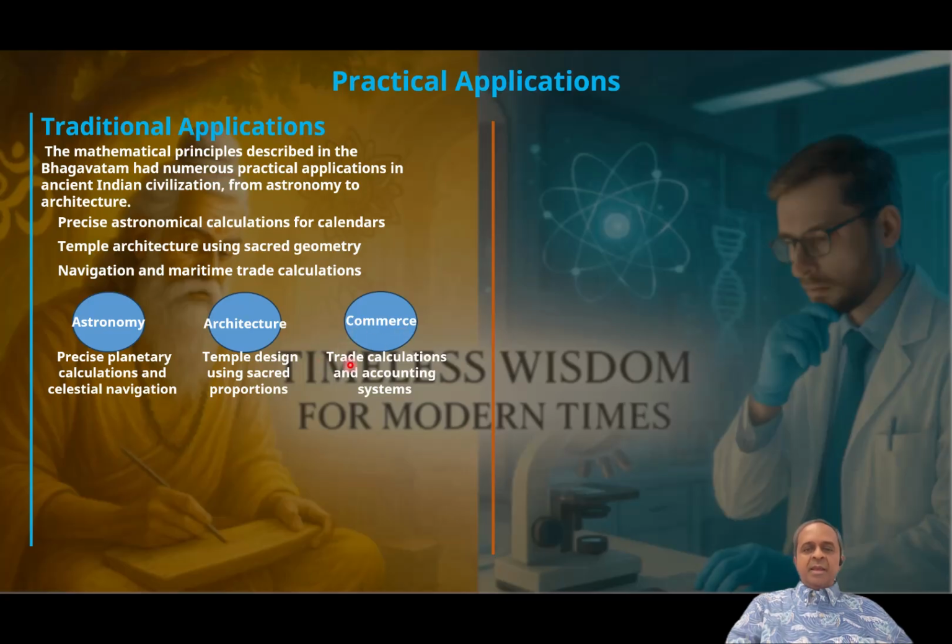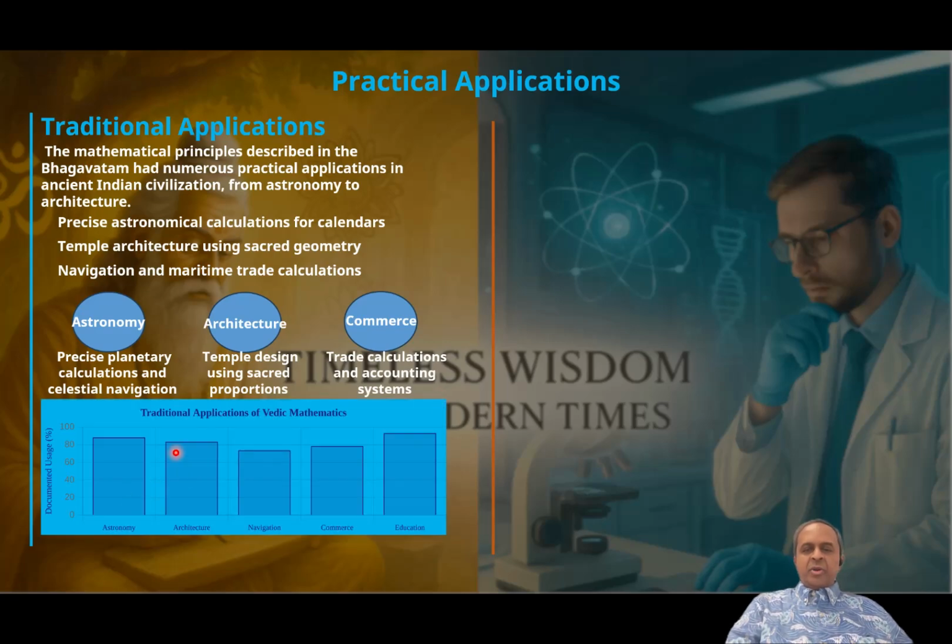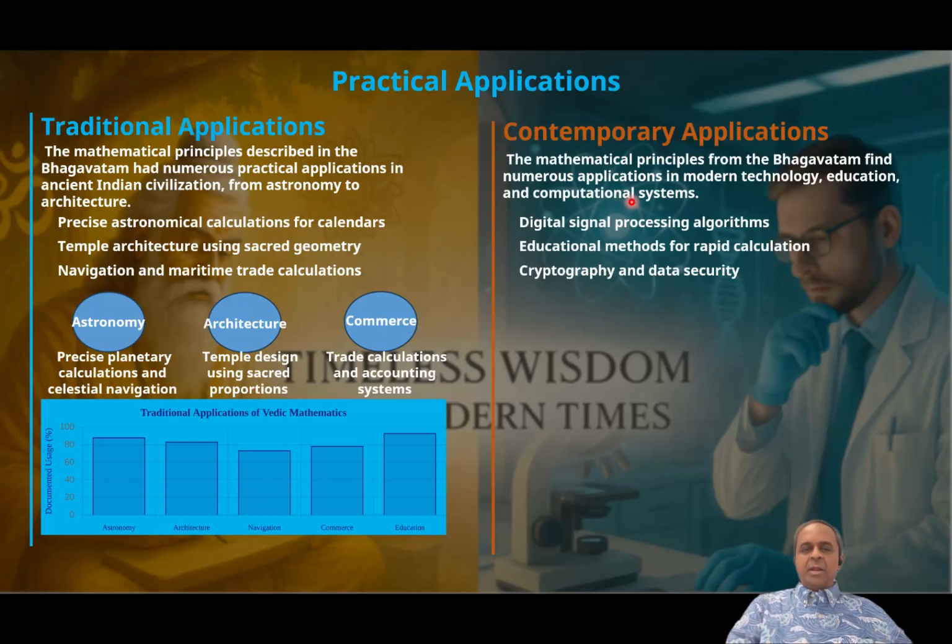So, commerce. Navigation and maritime trade calculations enabled ancient Indian merchants to conduct trade across vast distances with mathematical precision. These calculations required understanding of geometry, trigonometry, and complex numerical systems. These weren't primitive applications. They required sophisticated mathematical understanding that rivals modern techniques. The mathematical principles from the Bhagavatam find numerous applications in modern technology, education, and computational systems, often in ways that directly parallel ancient applications. Let's look at computing.